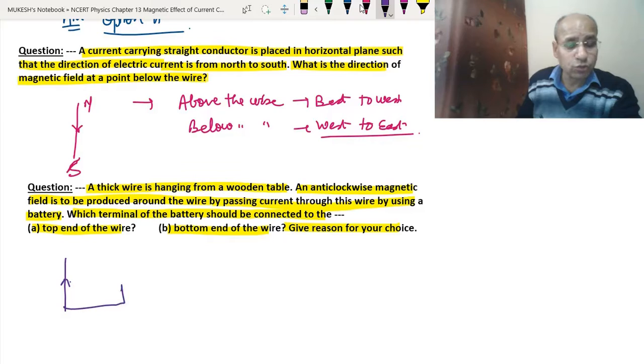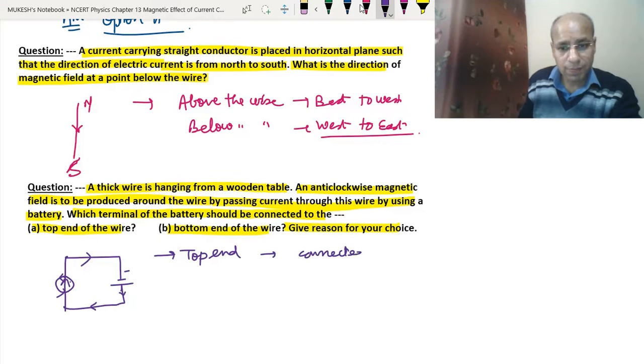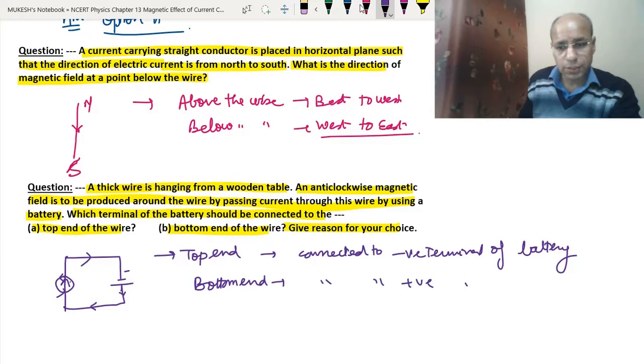So suppose this is the wire, we have to have the current like this. And the current always goes from the positive to the negative terminal. Then the current will be flowing towards the top, and we will get the field which is anti-clockwise. So that means the top end is connected to the negative terminal of the battery and the bottom end is connected to the positive terminal of the battery.